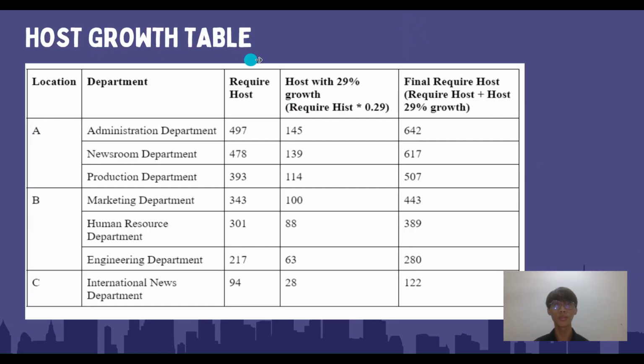For the host growth table, we have calculated the final required hosts after 29% growth. For example, the administration department has a required host count of 497, multiplied by 29% we get 145, and we add it together to get the final result, which is 642.